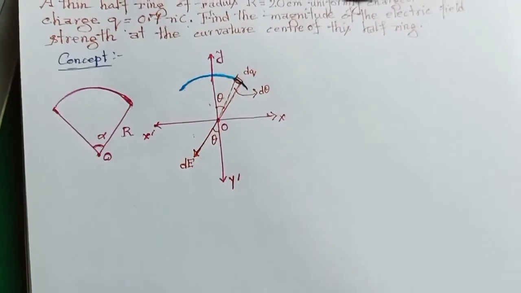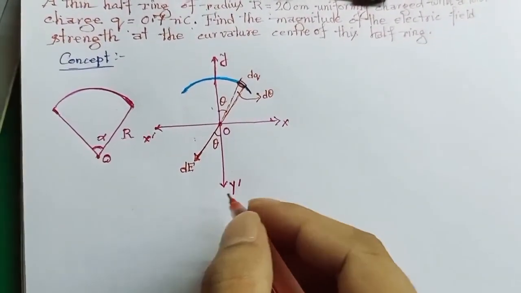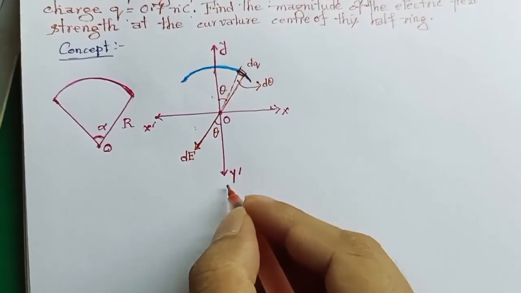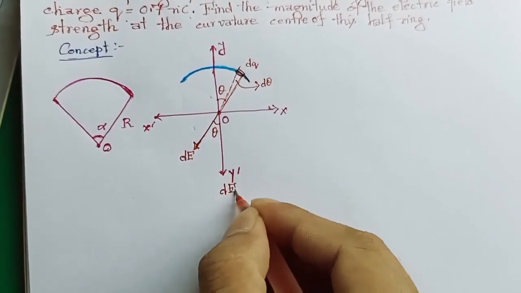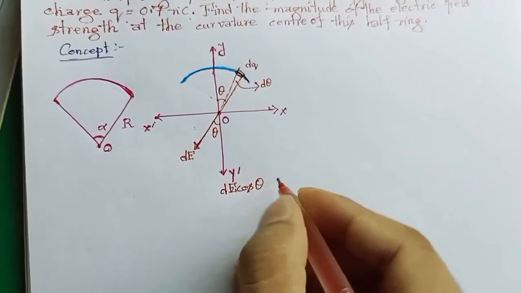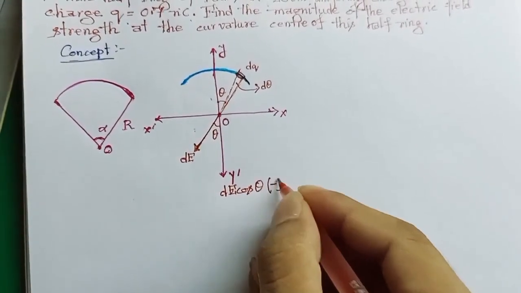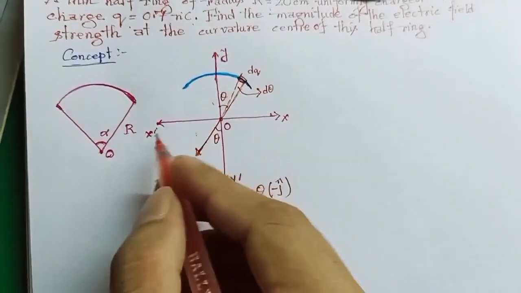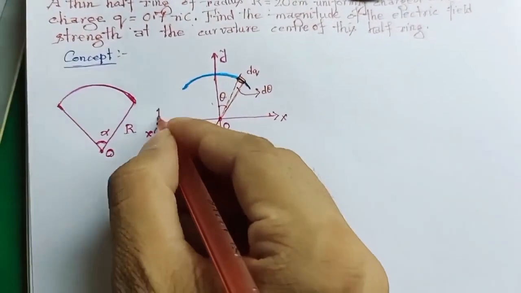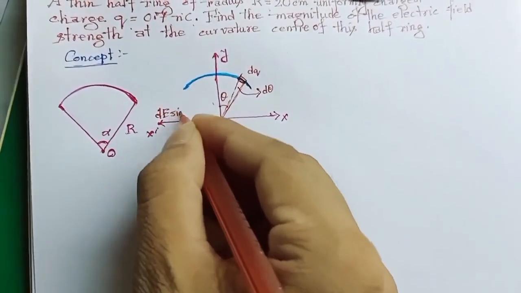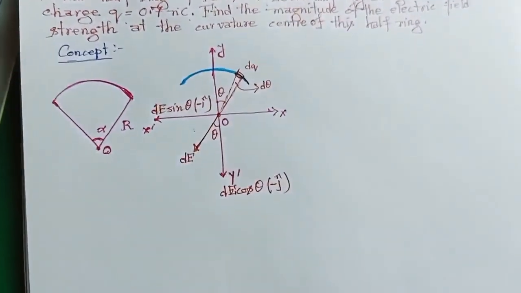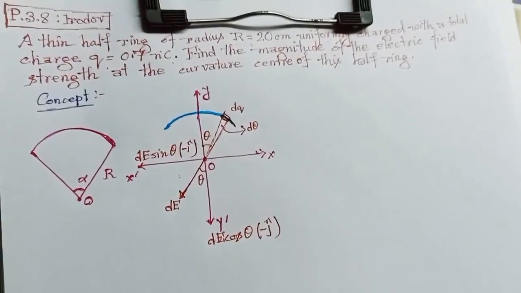Now if we divide this dE into two components, then the components of dE will be dE cos theta along the negative y-axis, so its direction will be minus j cap because it is directed in the negative y direction, and its x component will be dE sin theta, whose direction vector is minus i cap because it is negatively directed.